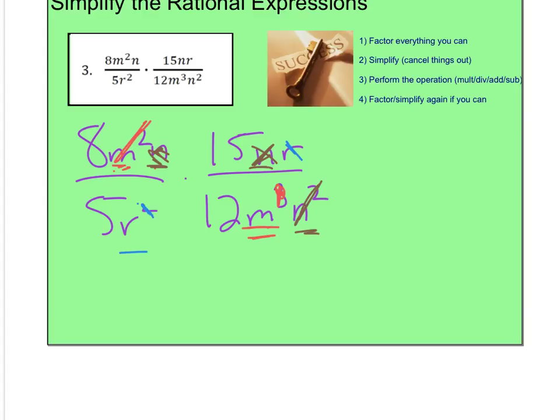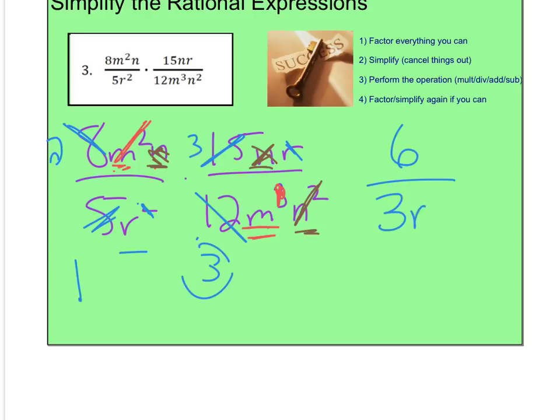So now look at numbers. 8 over 12 is going to be 2 over 3. 15 over 5 would be 3 over 1. On the top, I've got 2 times 3, which is 6. On the bottom, I've got 1 times 3m. But now I missed something, because I can keep simplifying. 6 over 3 would be 2. So my actual simplified answer is going to be 2 over m.